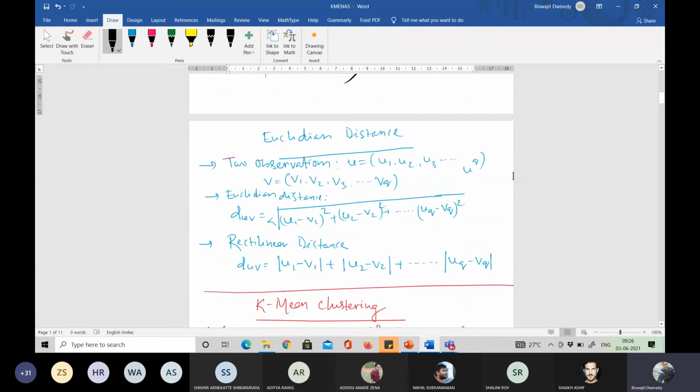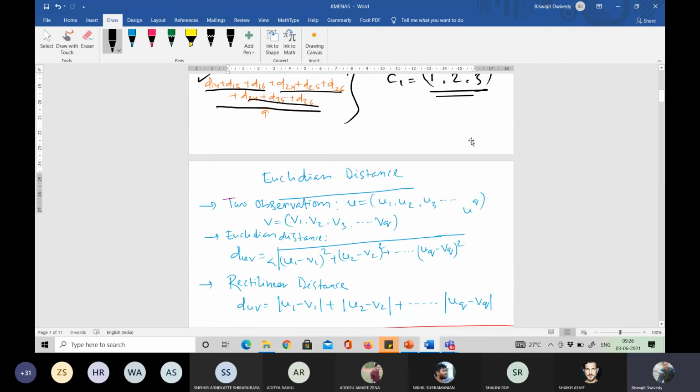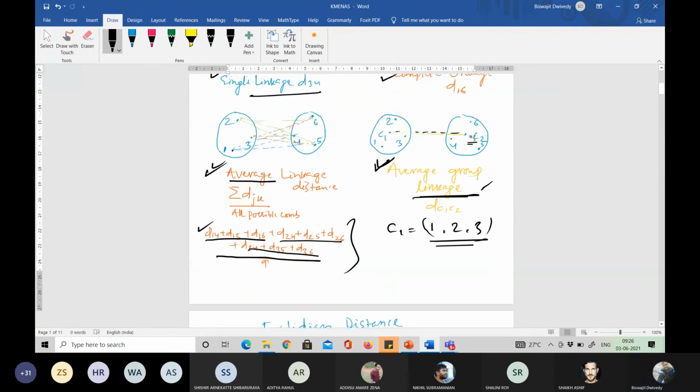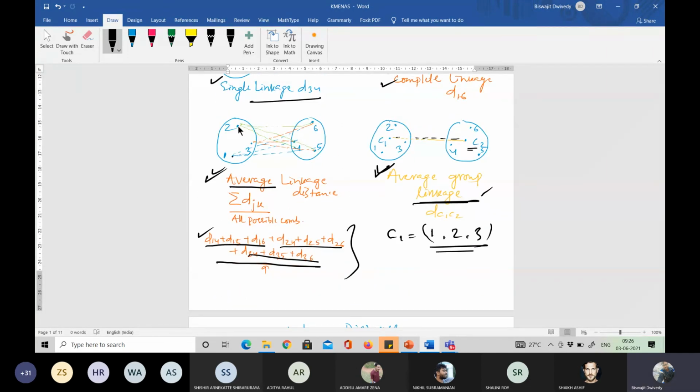another two types of parameters are there which are used to find out the distance between two observations, or you can say two cluster points. Suppose I want to find out the distance between point 2 and point 3. Sometimes these points are also called your observations. Suppose I want to find out the distance between point 2 and point 3, or you can say observation point 2 and point 3.